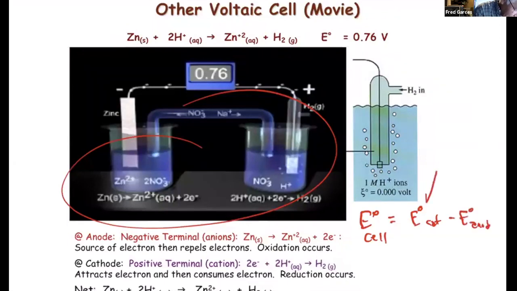And these are your reduction potentials. So the reduction potential for hydrogen is 0. Your reduction potential for zinc is minus 0.76.